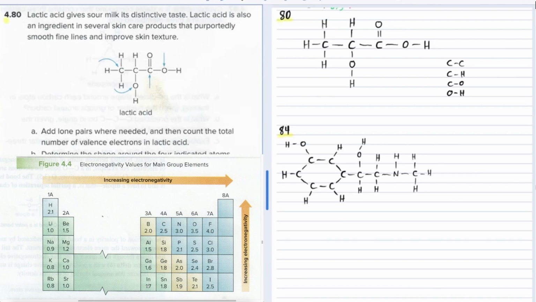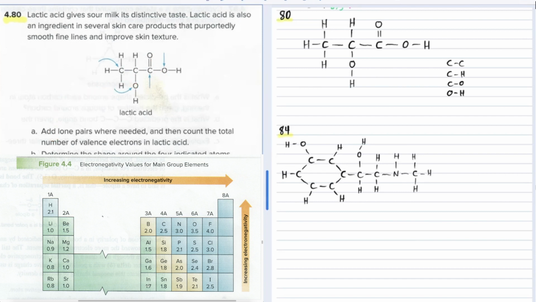Problem number 80. Lactic acid gives sour milk its distinctive taste. Lactic acid is also an ingredient in several skincare products that purportedly smooth fine lines and improve skin texture. So here's a template for the molecule. The Lewis structure isn't done yet. We got some lone pairs to add.